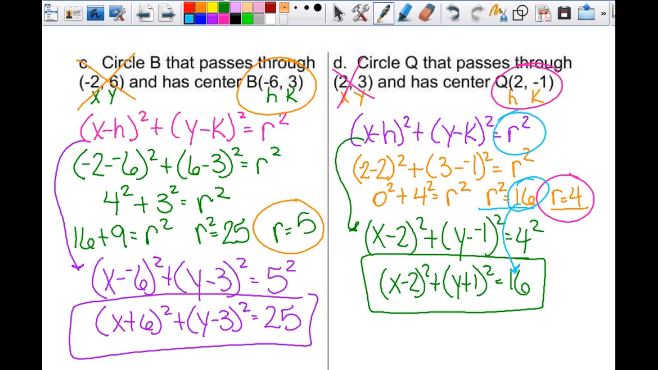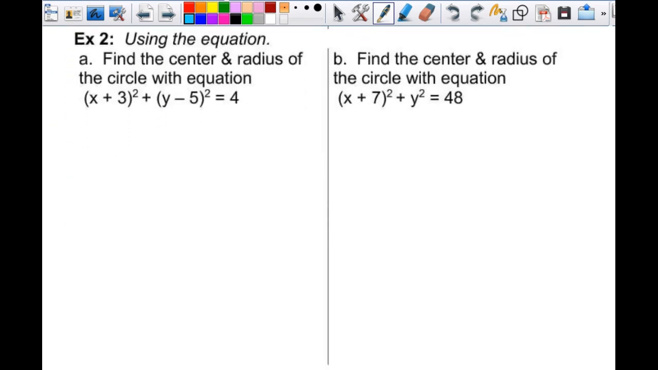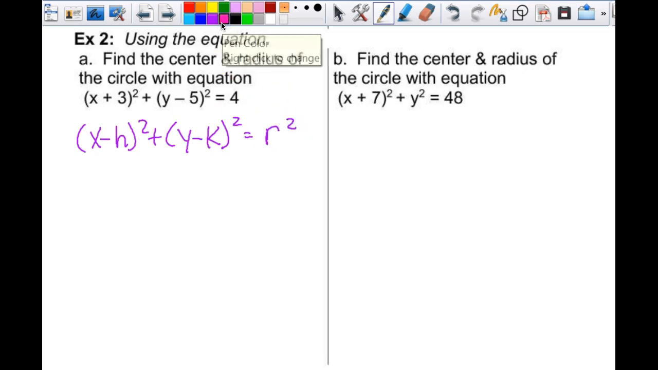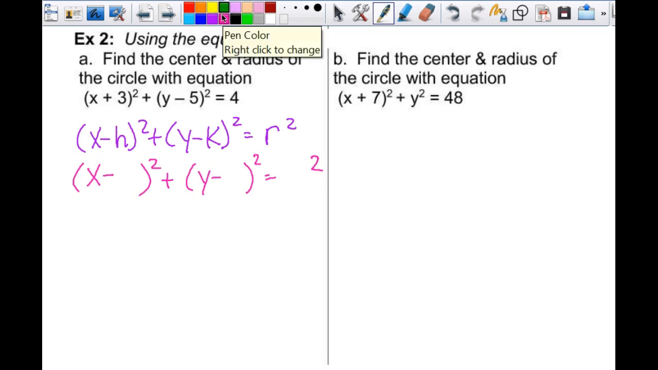All right, let's look at the next one. Next one says we're going to use the equation to find the center and the radius of the circle with this equation. So I'm going to write the equation of the circle again. (x minus h) squared plus (y minus k) squared equals r squared. And then I'm going to basically work backwards from what I had been doing. This is the cleaned up version. I need to unclean it up. And so it's still going to be something squared plus something squared equals something squared, right? And so this is x minus, y minus. So I got to figure out what would go in those blanks, right?